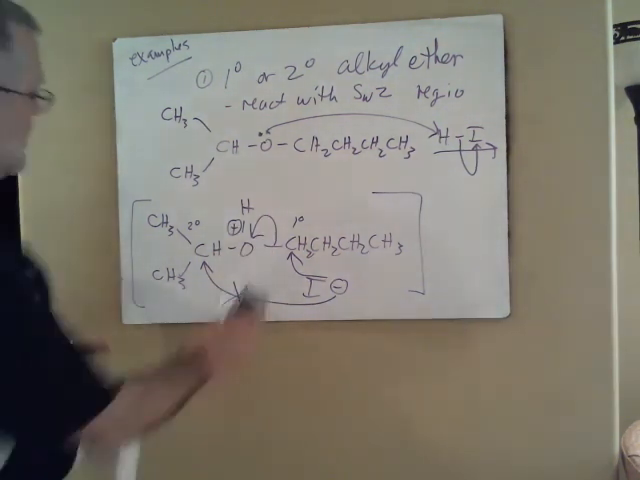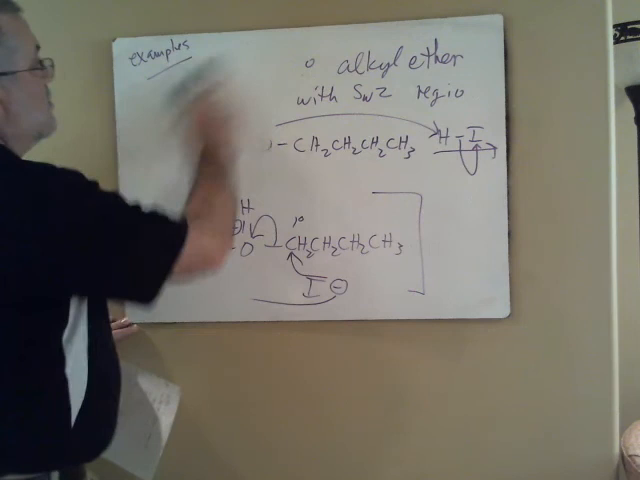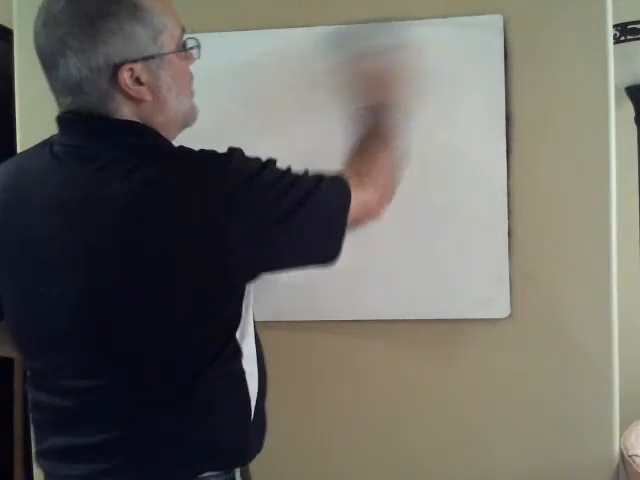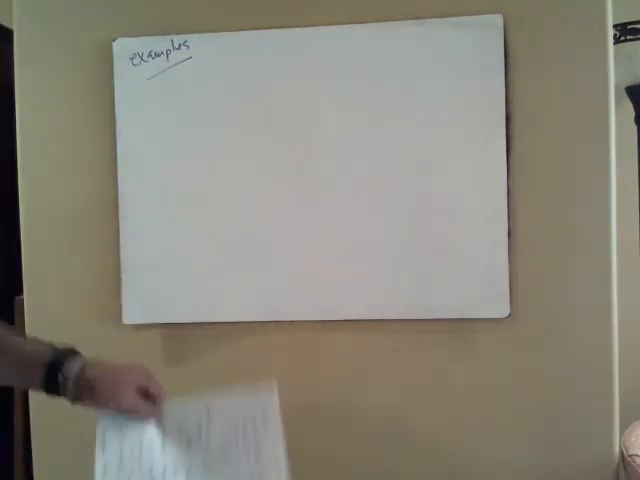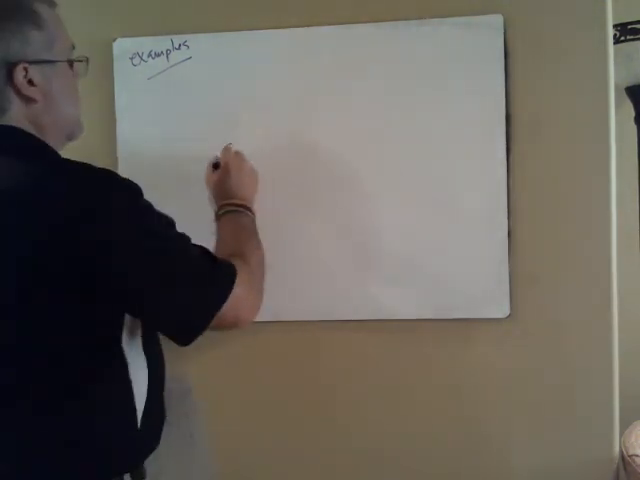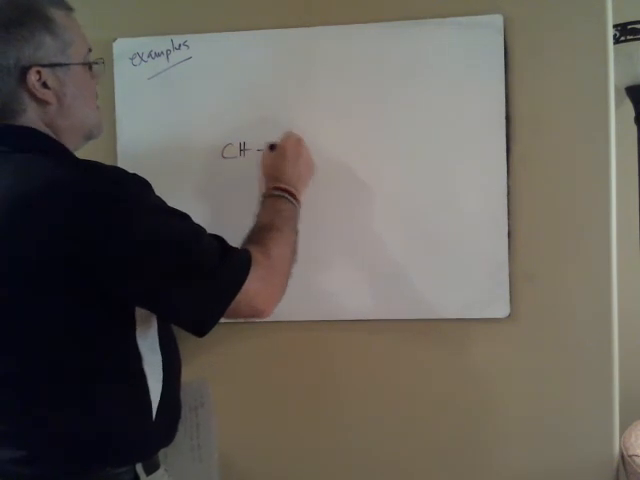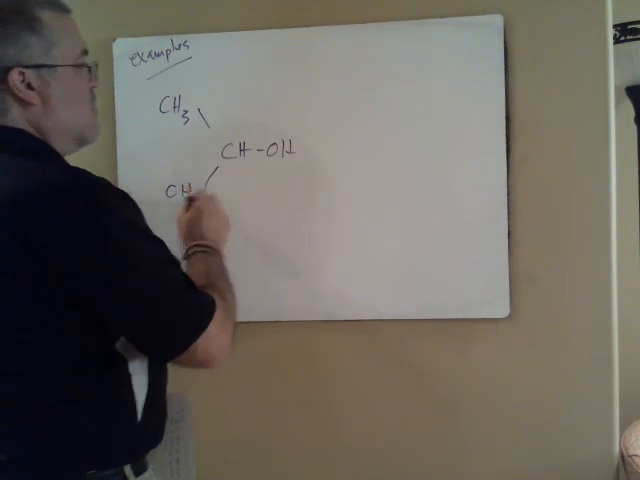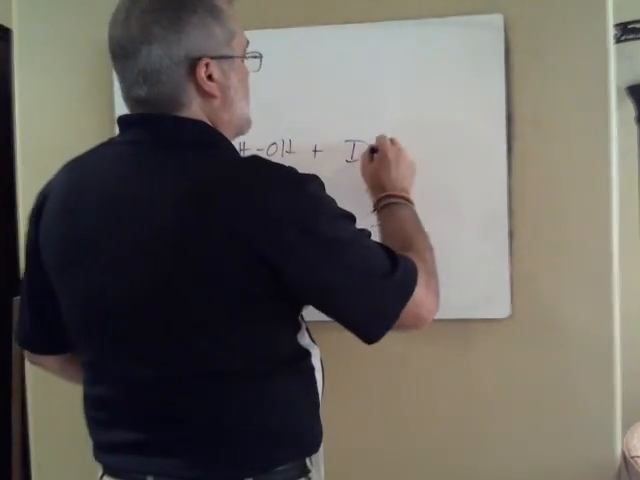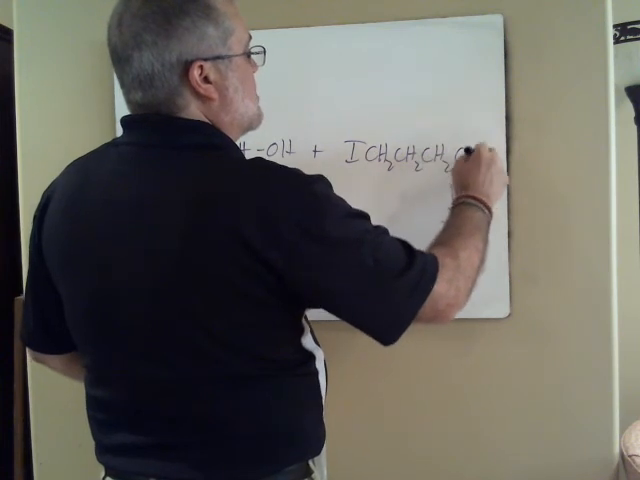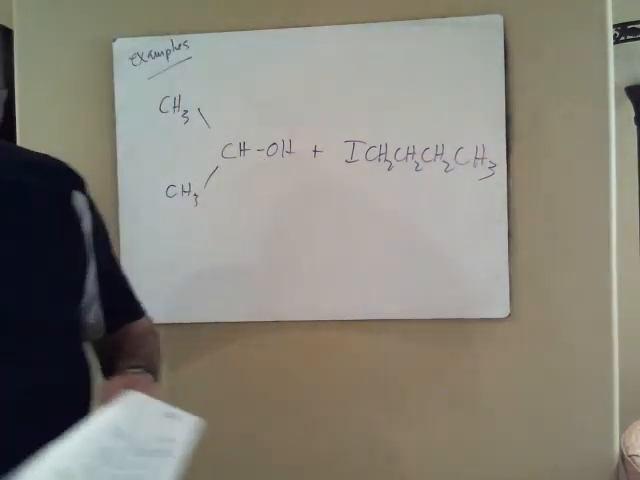And so by magic of digital recording, you can freeze on that if you need to draw it and think about it, but I'm moving on to what the result of that cleavage is, which would be what? You'd end up with this alcohol plus this alkyl halide. Okay?